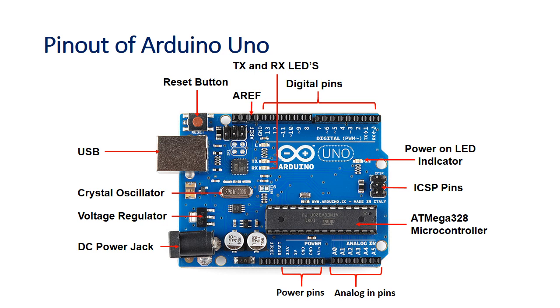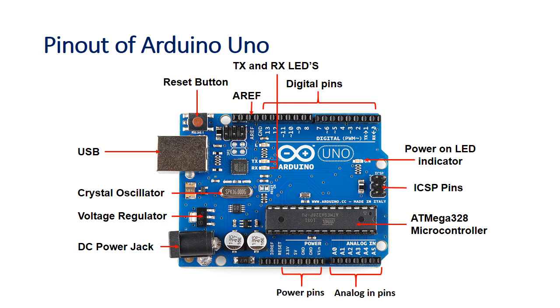This is the power on LED indicator. When you power the Arduino, this LED starts. These are the ICSP pins. This is the in-circuit serial programming. These pins are basically used for programming the microcontroller. This is the Atmega 328 microcontroller. This is an Atmel AVR family microcontroller.